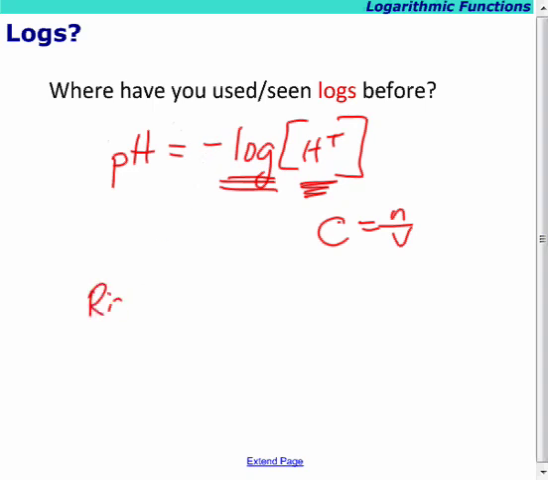In addition, things like the Richter scale, which is used to quantify or give us an idea of how effective or how big an earthquake was, is based on sort of a logarithmic kind of scale. So if I have a 6 on the Richter scale, and then if I have a 7 on the Richter scale, the earthquake at 7 is 10 times as strong as an earthquake at 6. But it's not a regular scale, it's a logarithmic scale.